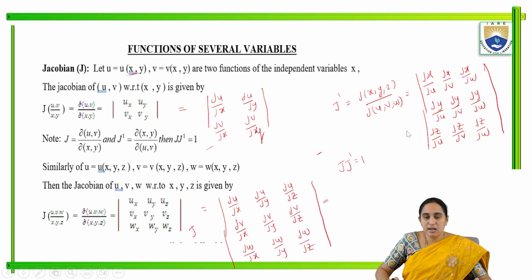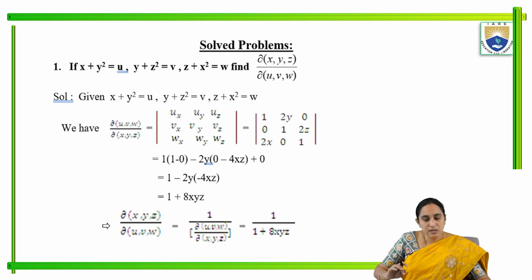Okay, now I'll discuss two-variable and three-variable related questions with the Jacobian. Now the first question: if x plus y square is equal to u, and y plus z square is equal to v, and z plus x square is equal to w, find ∂(x,y,z)/∂(u,v,w).